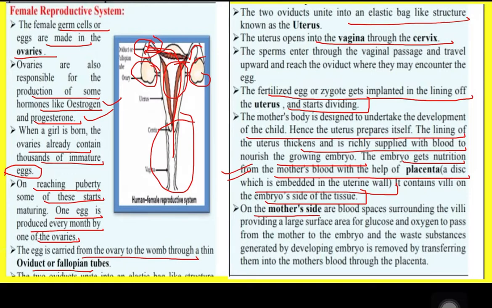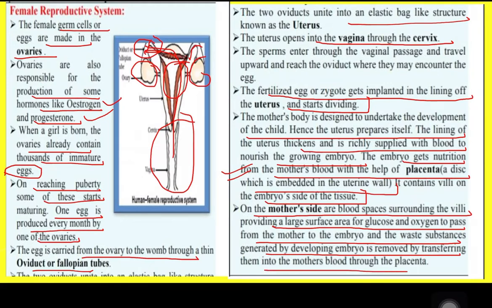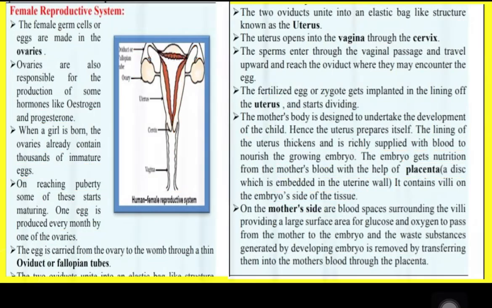On the mother's side are blood spaces surrounding the villi, providing a large surface area for glucose and oxygen to pass from the mother to the embryo. The waste substances generated by the developing embryo are removed by transferring them into the mother's blood through the placenta. The whole role is done by the placenta.